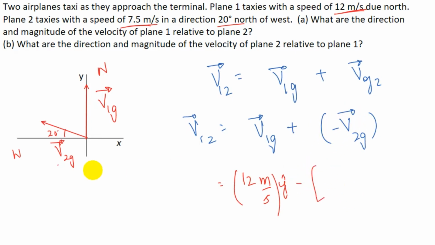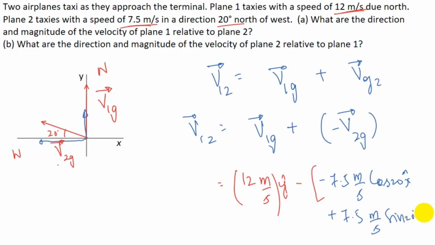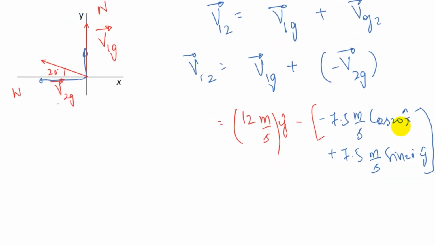Now this is V2g. V2g has two components in the x and y directions. This would be its x component, and this will be its y component. The x component would be minus 7.5 meter per second cosine 20 x cap, and the y component will be plus 7.5 meter per second sine 20 degree y cap. Right? Now we can solve it further.